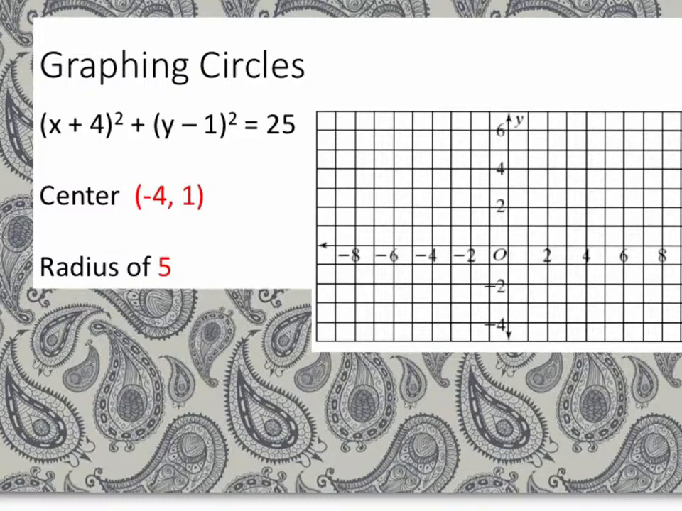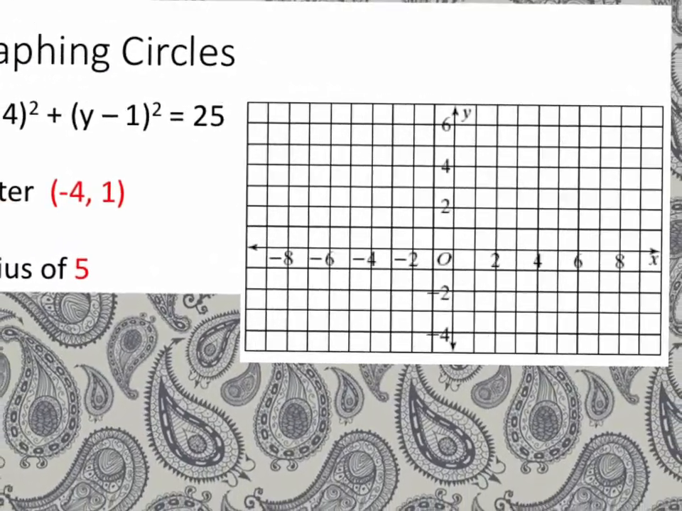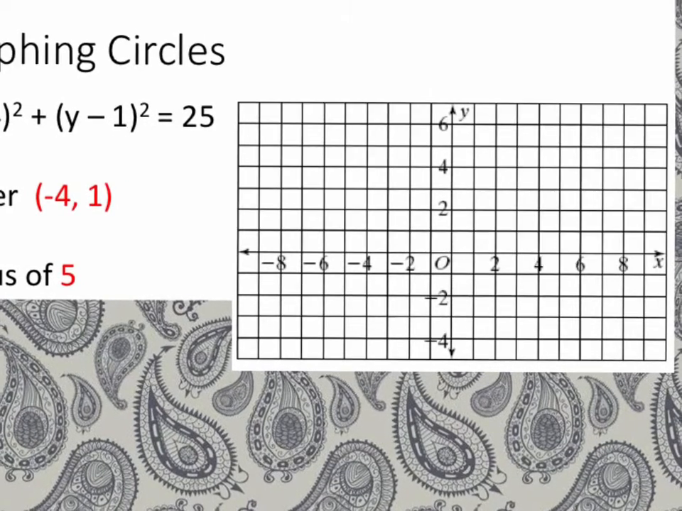Now I'm going to enlarge my graph so that I can graph this circle very nicely. There we go. And let's go ahead and plot our center, which is at -4, which is here, and +1 here. Oops, a little bit off from the center. There we go. And then I'm going to go ahead and do 5 units. So 1, 2, 3, 4, 5 in all directions.